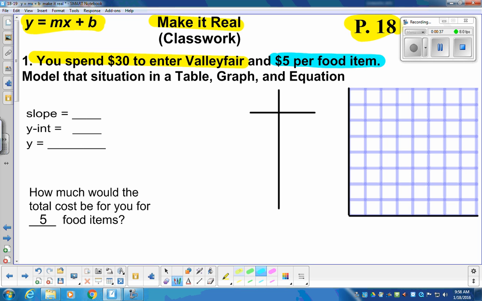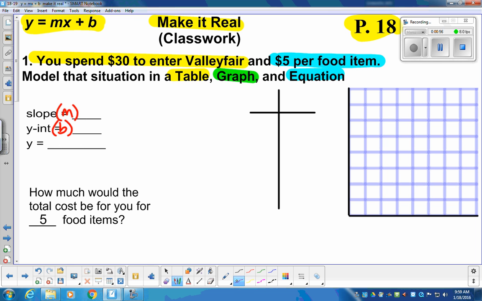We're going to model that situation into a table. We have to hit the table, a graph, and we have an equation today. So all three pieces, we're going to talk about the same scenario. So if we think back to what we were talking about for slope, slope is the movement, and y-intercept is the beginning amount.